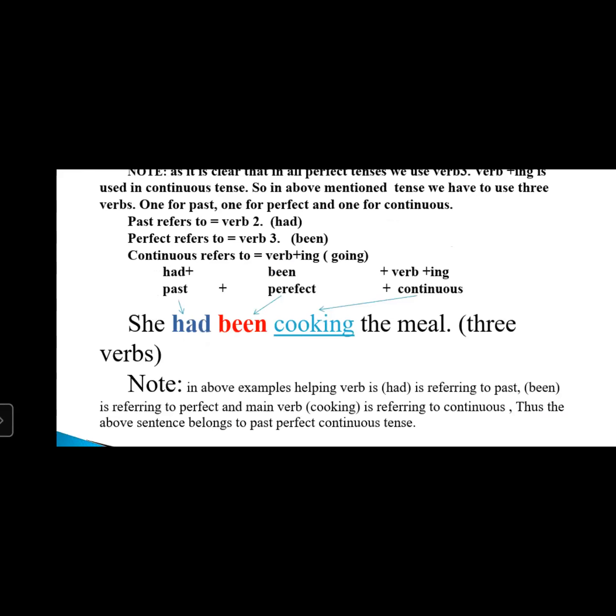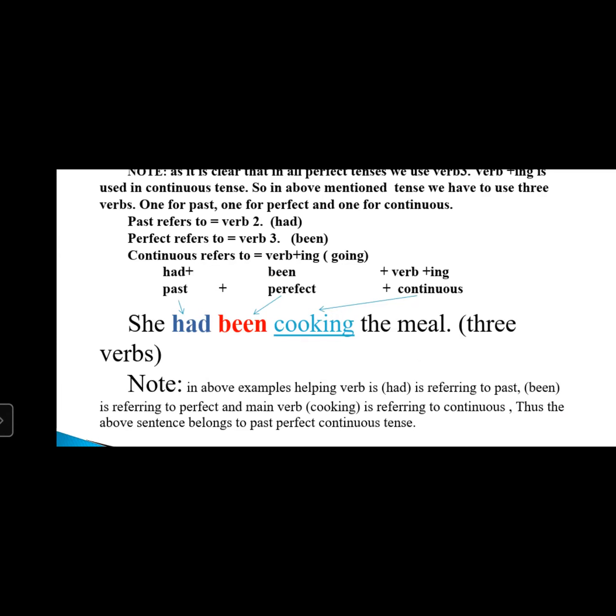See, had has got its own responsibility. What is the responsibility of had? Just to indicate I am past. What is the responsibility of been? Just to indicate I am perfect. And what is the responsibility of cooking? Just to indicate I am continuous. Had stands for past, been stands for perfect, cooking stands for continuous. When they all come together, they create a past, perfect, continuous tense.